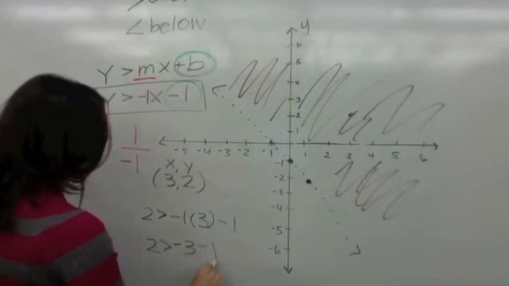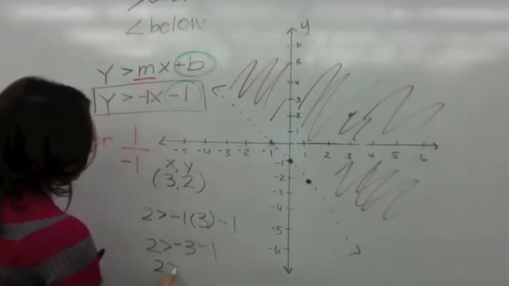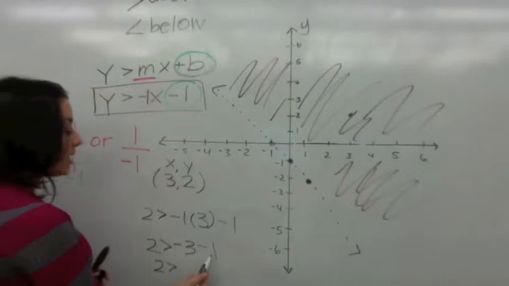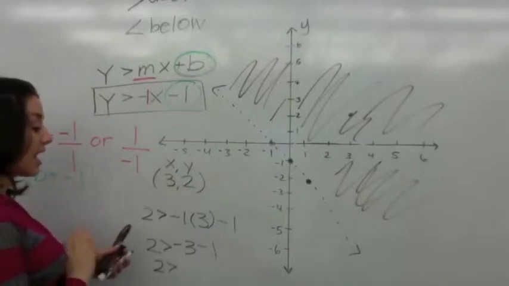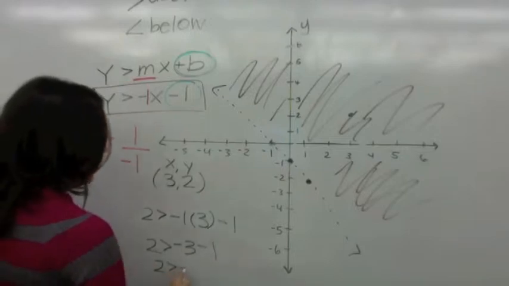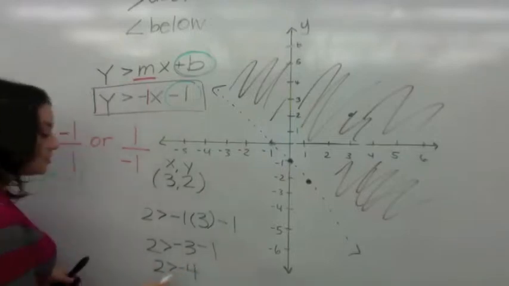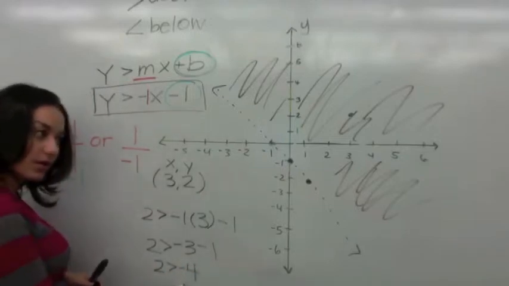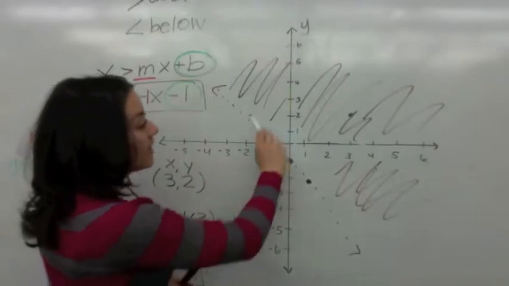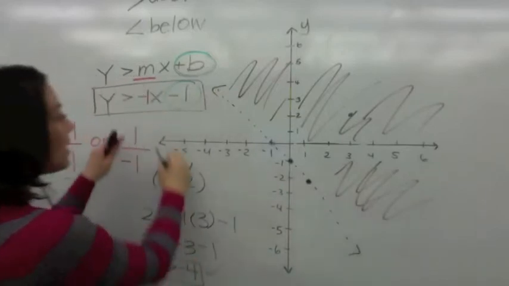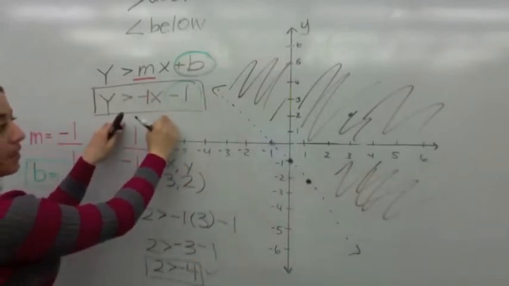Minus 1 more. So it's saying is 2 more than -3 and -1. Those are same signs, so you say same signs, add and keep. So that's going to be -4. Is 2 more than -4? Is it true? Yes, it is. And any point that's in the shaded region is going to make this a true statement.